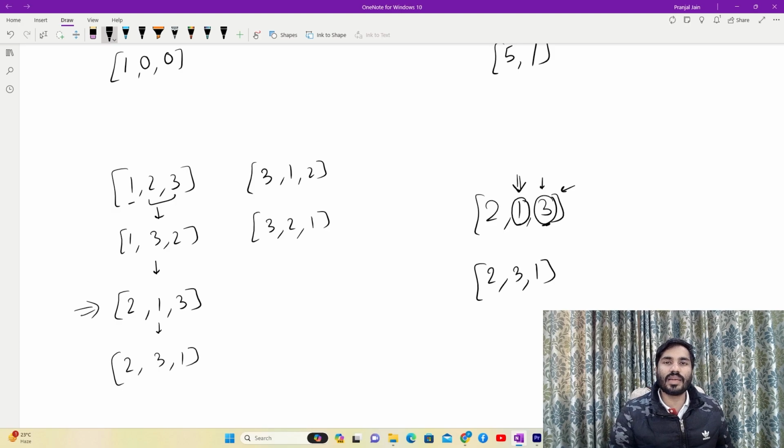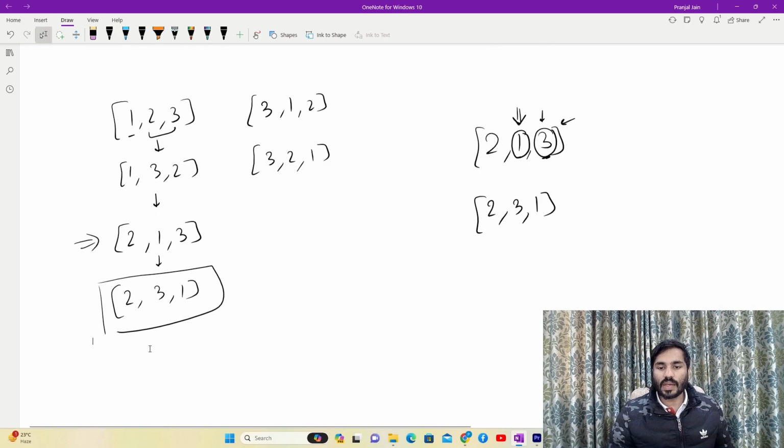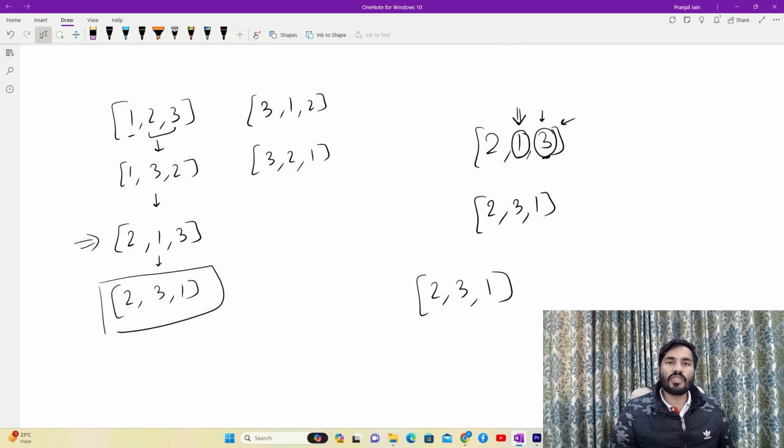Let us have a look at another one. Let's have a look at this 2, 3, 1. So we have a 2, we have a 3, and we have a 1. How do we find out the next permutation for this? Again, we start with the second last number. Is 3 greater than 1? Yes, it is. So we move left. Is 2 greater than 3? No, it is not. So this is the first index that we wanted.